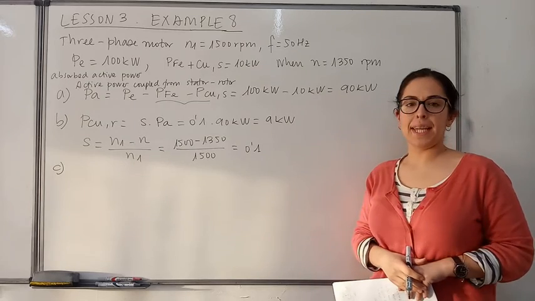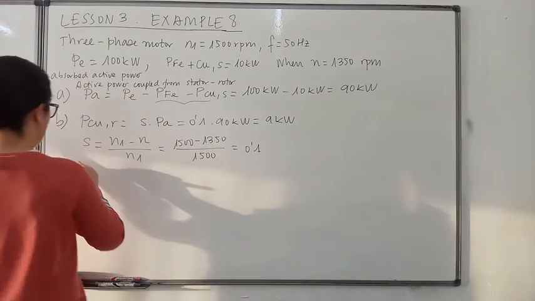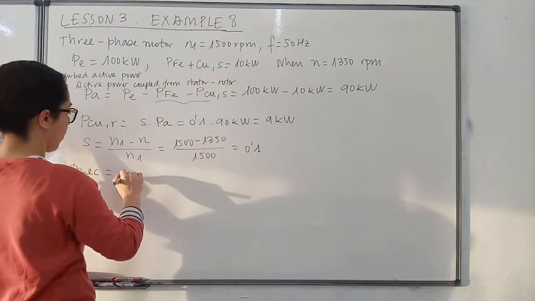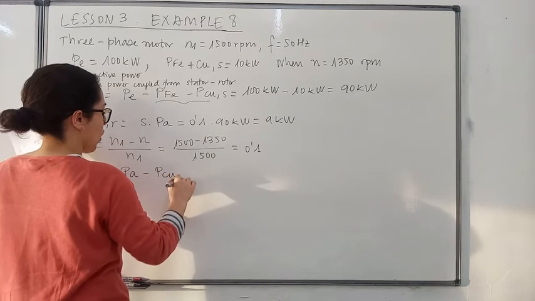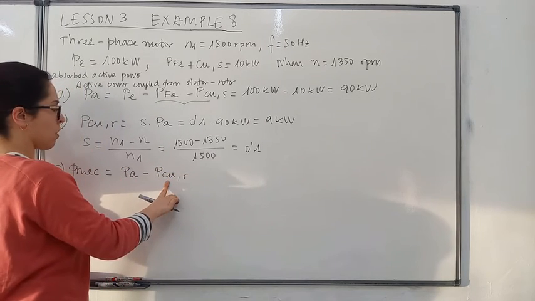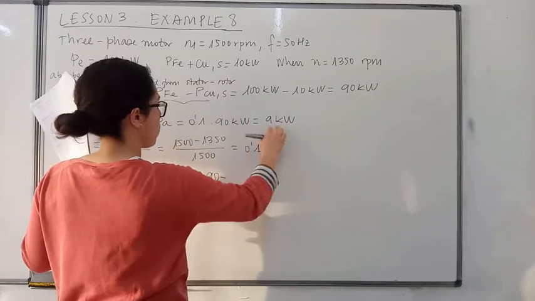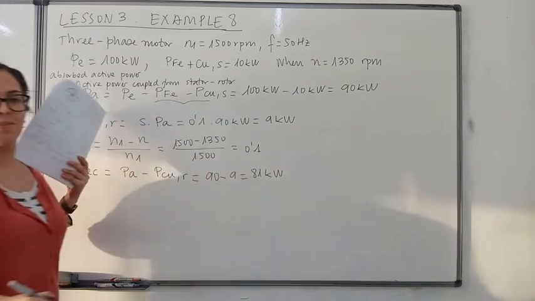In question C, they ask the mechanical power developed in this situation. As you know, the mechanical power is going to be the active power coupled from the stator to the rotor minus the copper losses in the rotor. So that is 90 kilowatts minus 9 kilowatts, which gives 81 kilowatts.